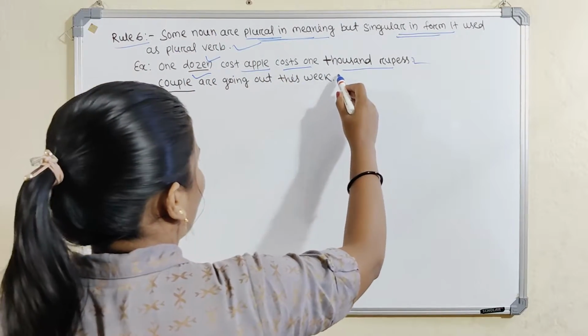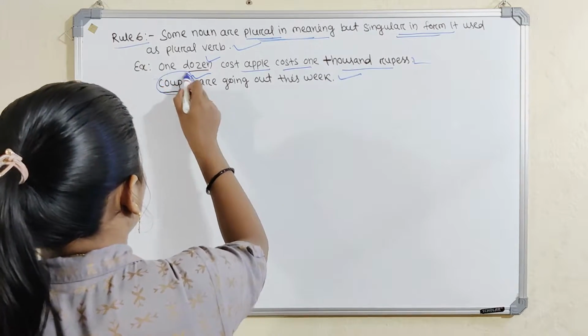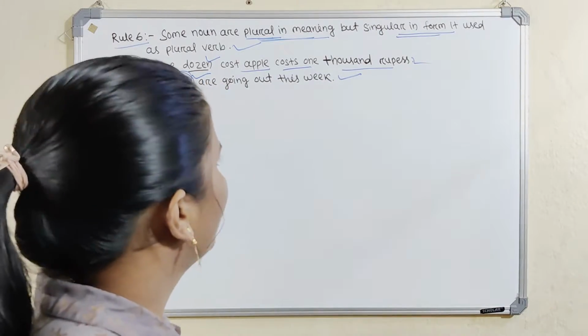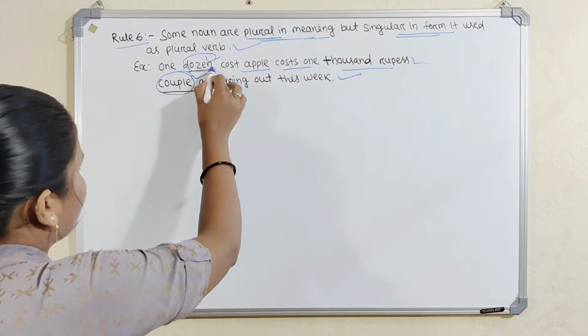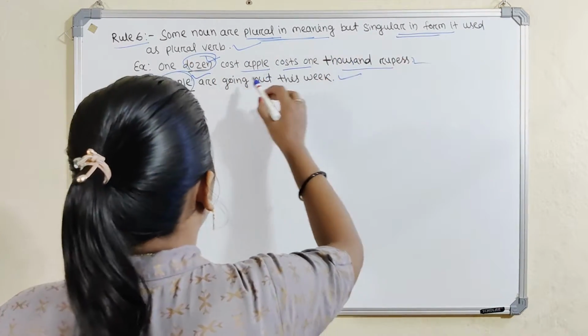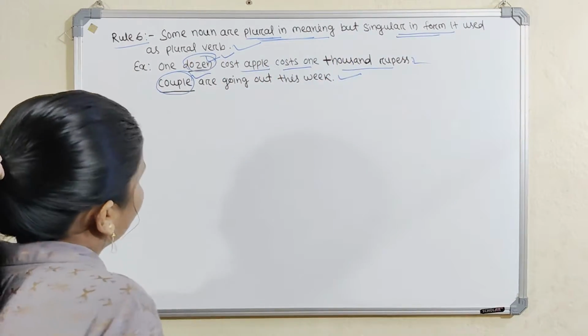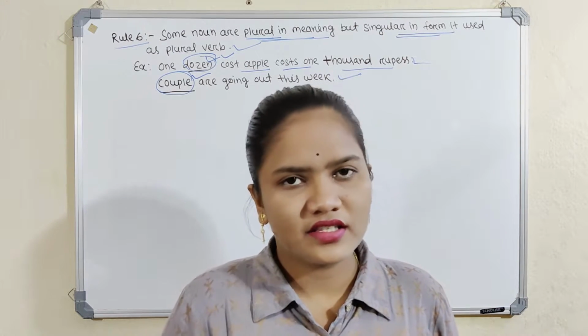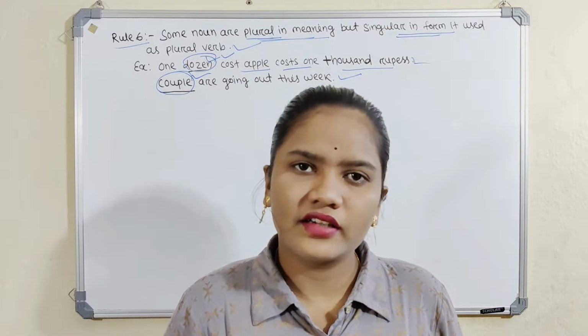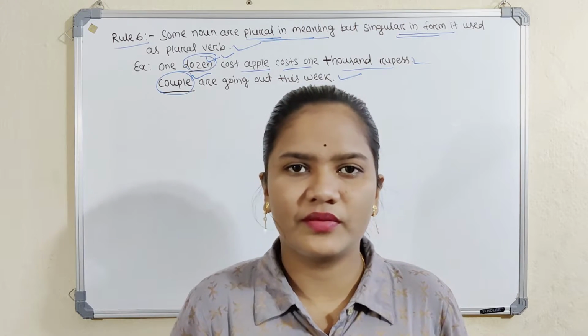Couple are going out this week. Couple is a singular word but its meaning is plural. So dozen is also singular in form but plural in meaning. Today we learned the six rules behind subject and verb agreement. Let's recheck what we have learned about subject and verb agreement.